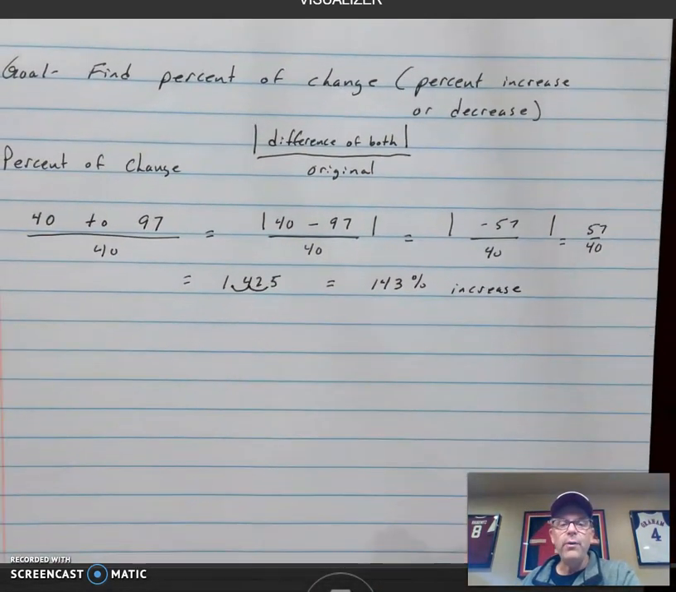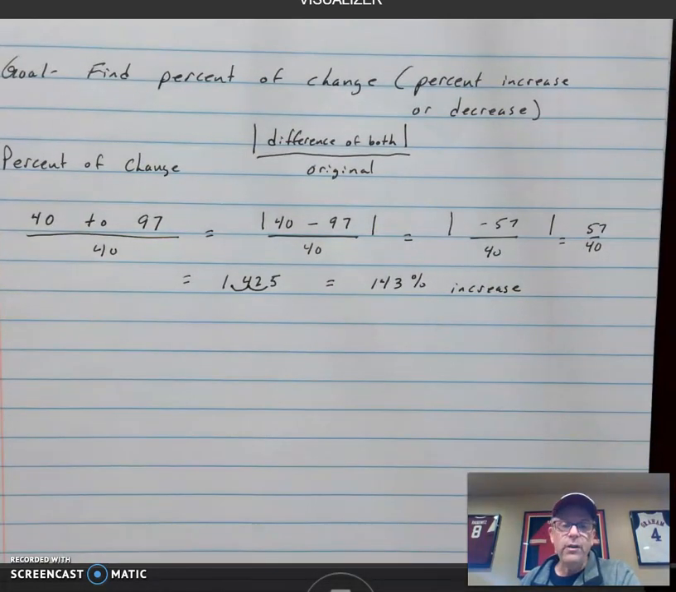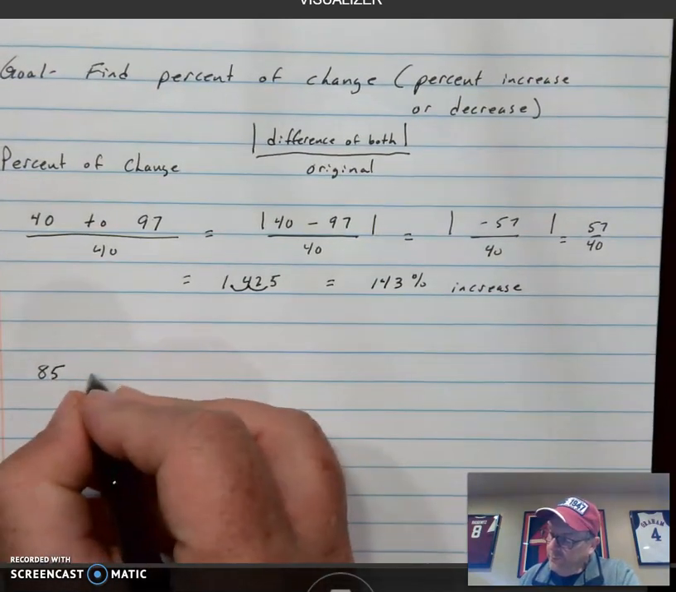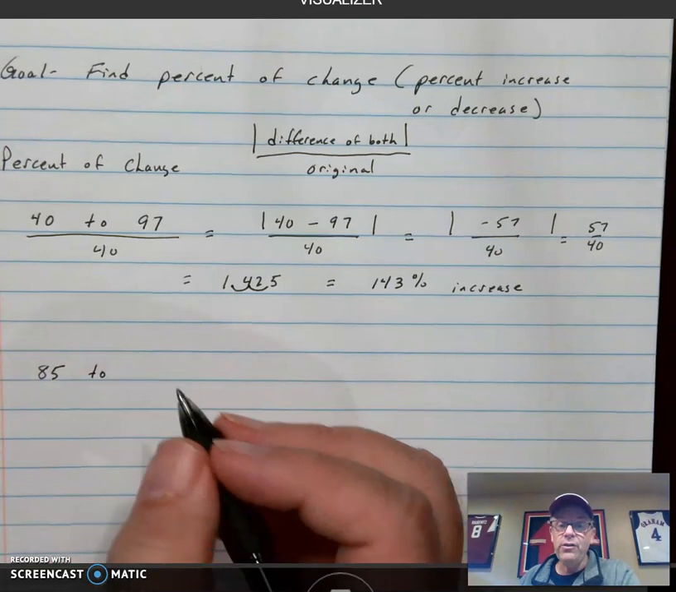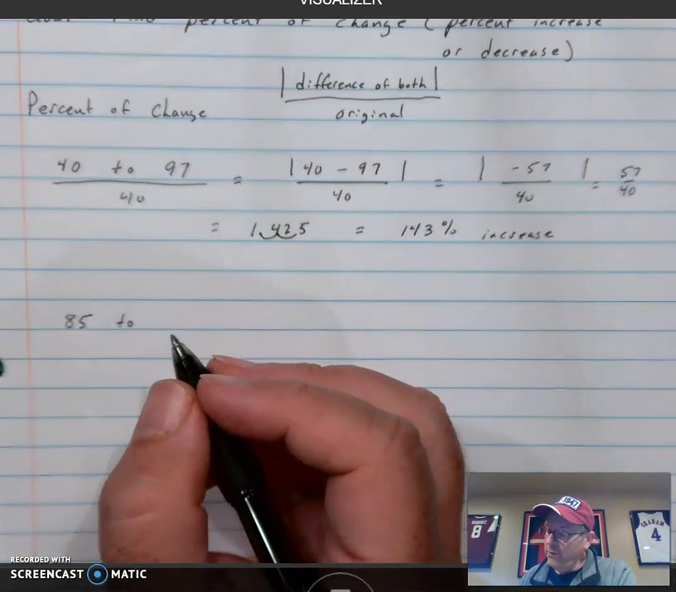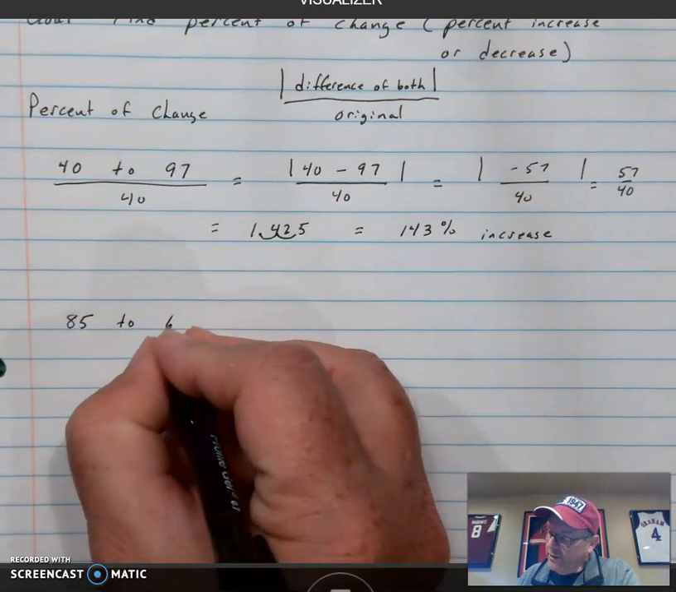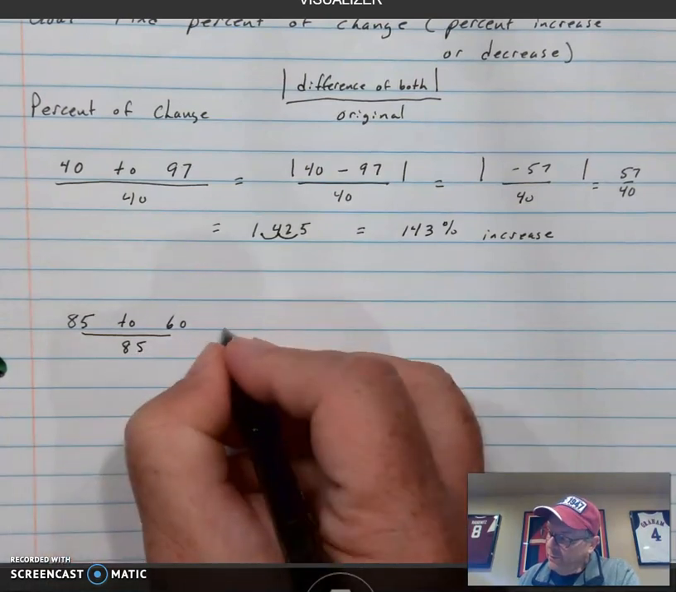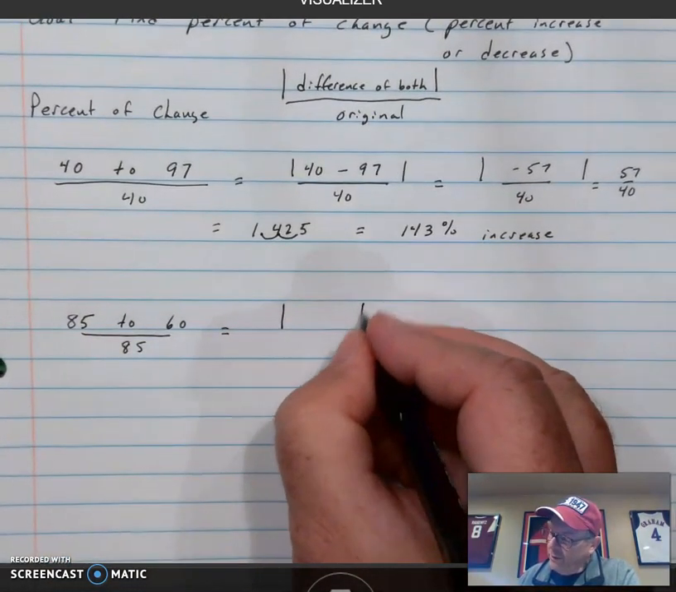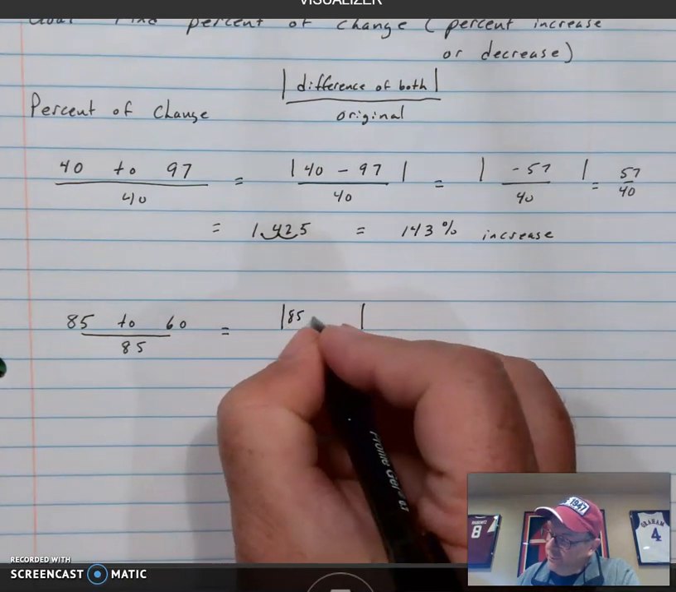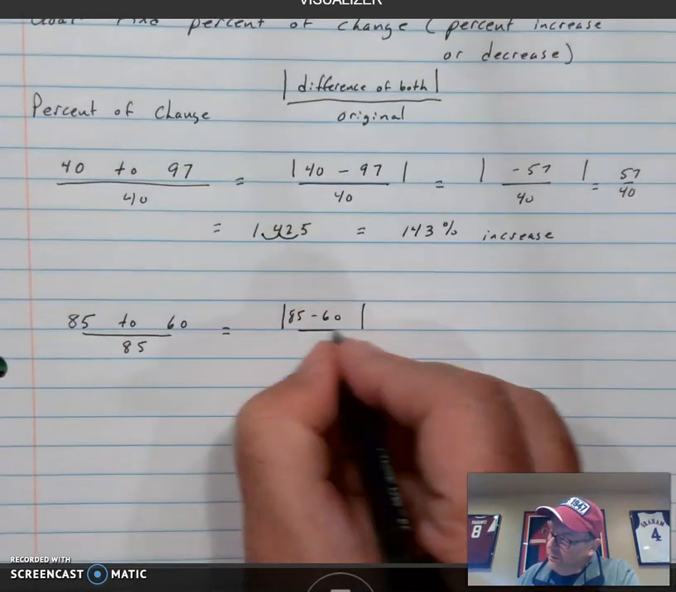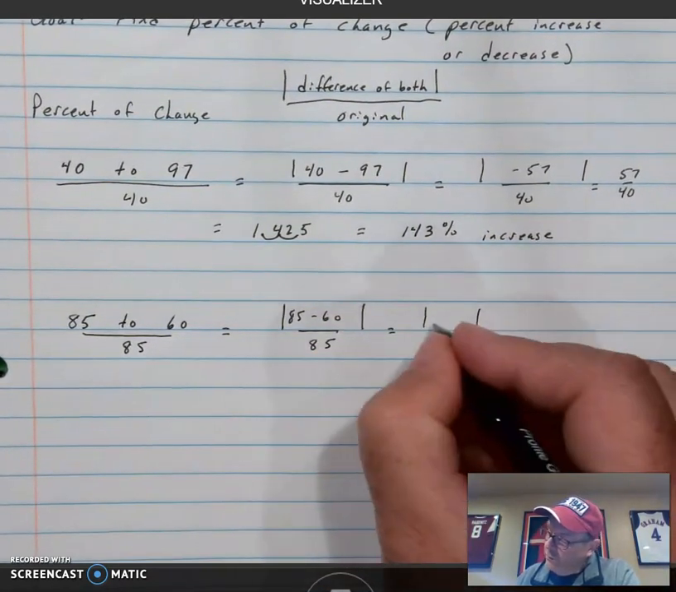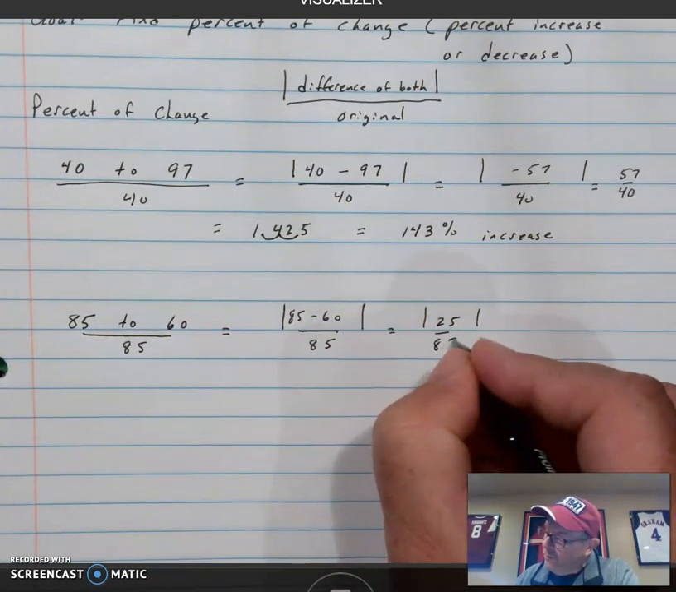So let's say that you have a shirt that you want to buy. The shirt is $85, but you're buying this shirt because it's on sale. So you go from $85 down to $60. That means your original amount is 85. So we're talking about the absolute value of 85 minus 60, divided by 85. Absolute value of 25 over 85.